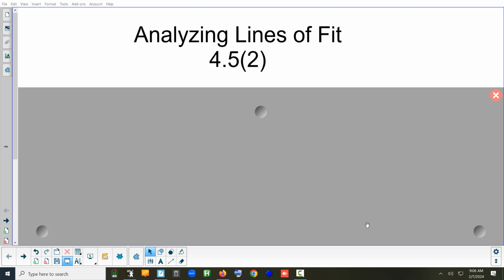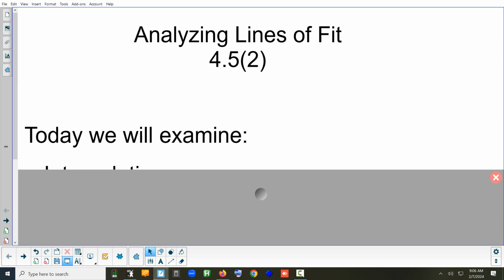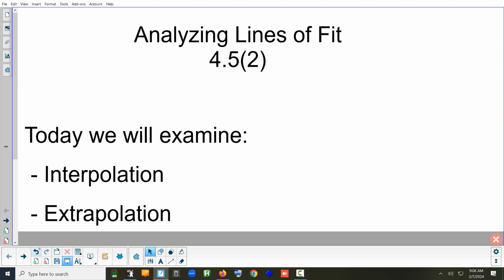So last thing we're going to look at in section 4.5, which is still on analyzing lines of fit, is basically how we can use a model to predict what's going to happen. People try to come up with formulas to predict things all the time. So we just used the calculator to come up with a formula that predicts a pattern for a straight line. Well, other things that people might use formulas to predict, like the weather.